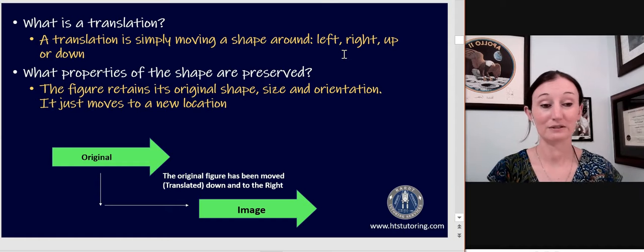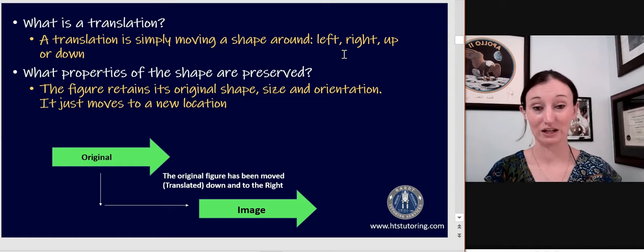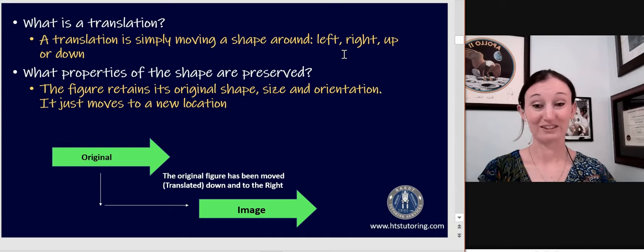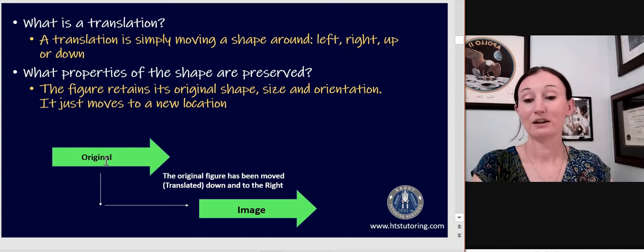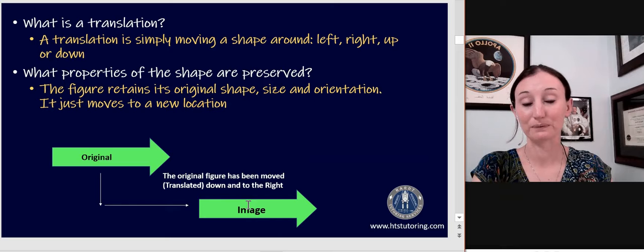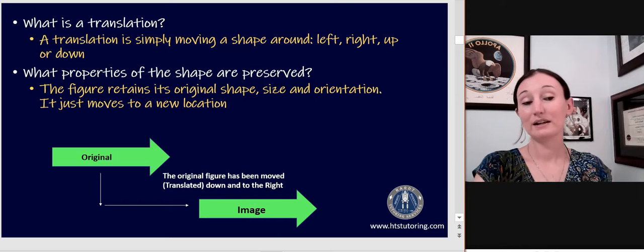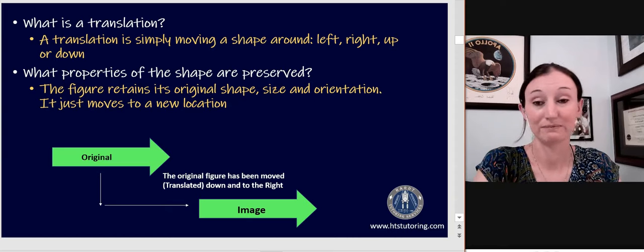So that brings us to, well, what properties are preserved? The figure retains its original shape, size, and orientation. It just moves to a new location. That's all we're doing to it, is moving it to a new location. If you look at this example down here, we have this green arrow. This is our original. And we translate it down and to the right, and we get the image, the green arrow over here. All right, so that is what a translation is.